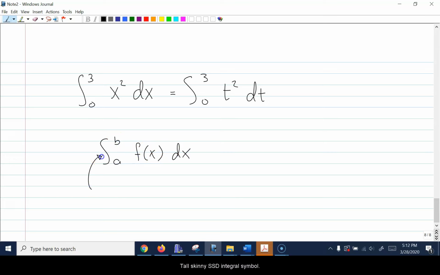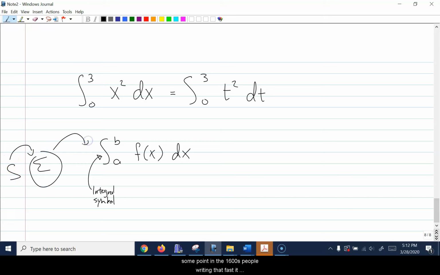this tall, skinny S is the integral symbol. It evolved from the sigma, a capital Greek S, which is the notation people use for adding things up. And at some point in the 1600s, people writing that fast, it became this tall, skinny S thing. If I want to write a very fancy version, it would be something like that. Most people write it kind of wider and more S-like.